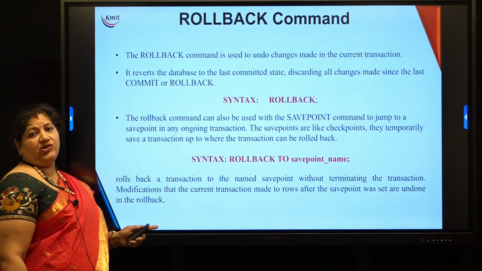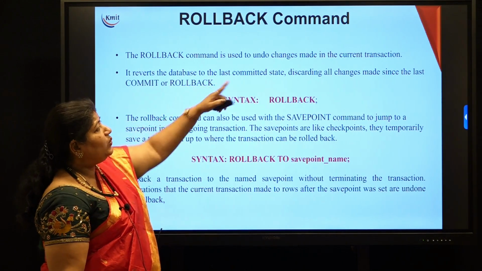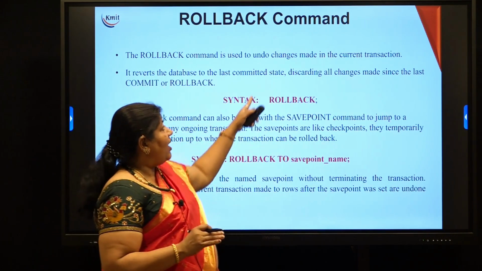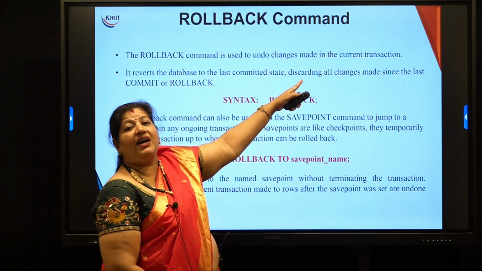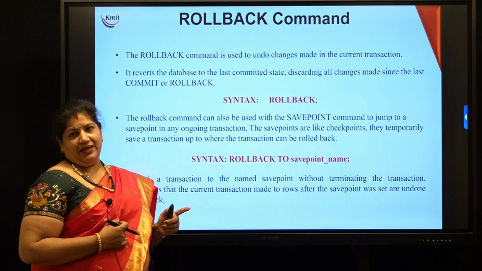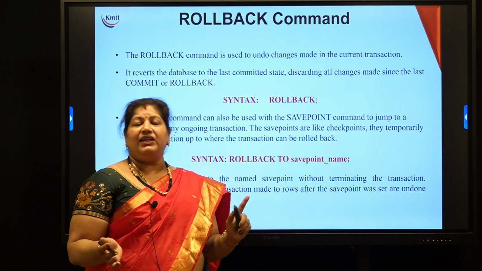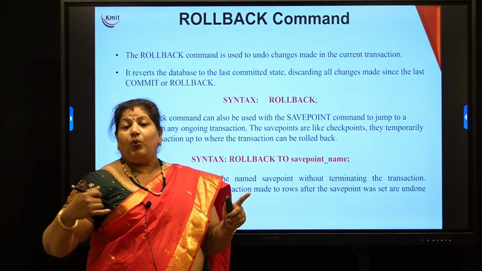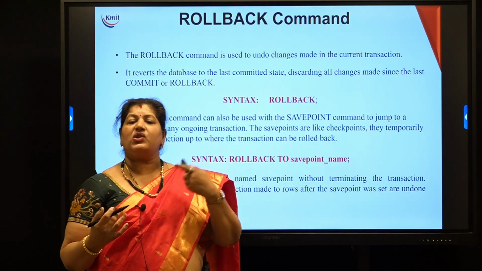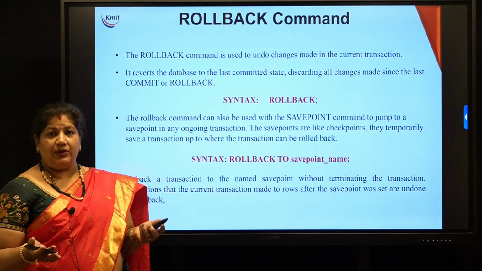What is the rollback operation? As you know, cancelling, reverting back. Rollback is used to undo the changes made in the current transaction. It reverts the database to the last committed state, discarding all the changes made since the last commit or last rollback. Because last commit means whatever transactions were done up to that point are written to the database and are permanent now. So whenever I say rollback, it goes back to that, and all those transactions which have been made after the last commit will be cancelled or reverted.